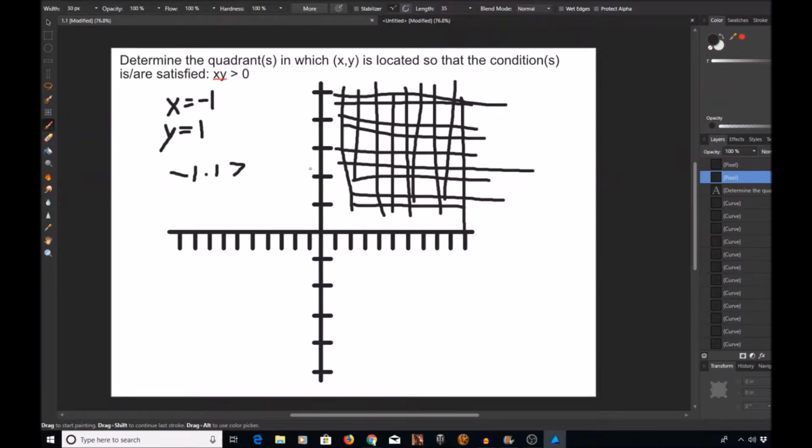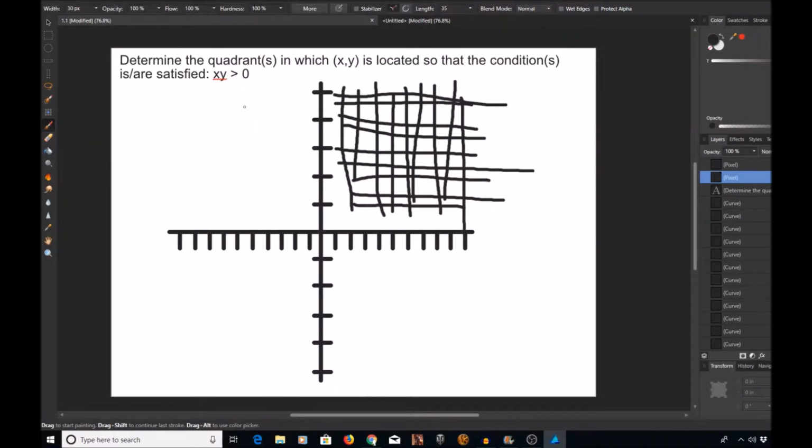And we can do that with any number in quadrant 2. You can test that out with any number in quadrant 2, but because the x value will always be negative in quadrant 2, and the y value will always be positive, they will always result in a negative number, which will never be greater than 0. So we know that the points being in quadrant 2 doesn't satisfy this condition of x times y being greater than 0.